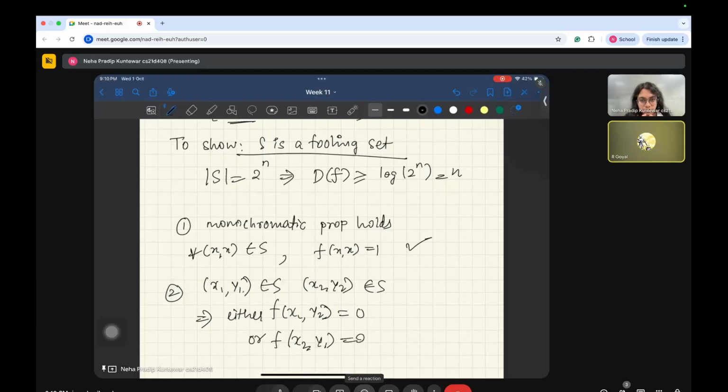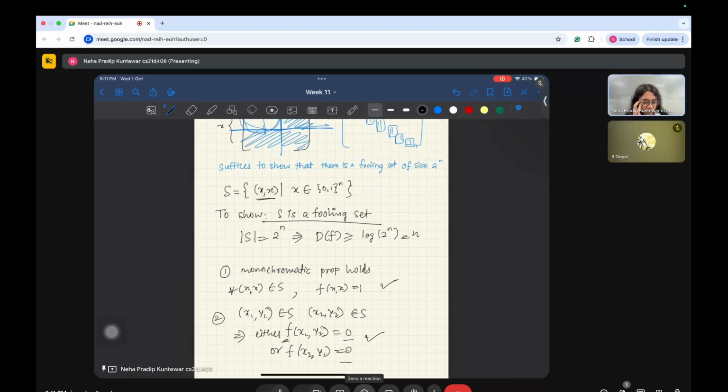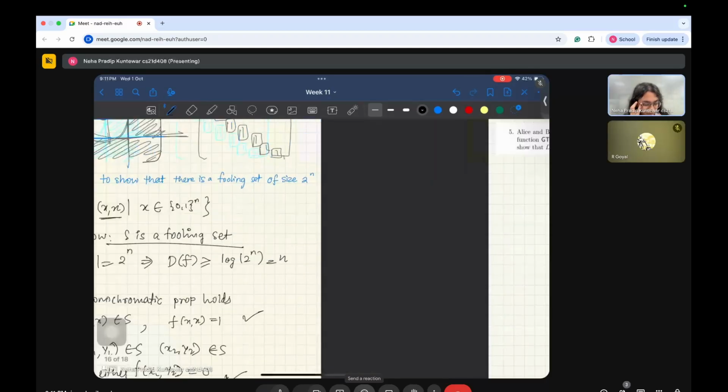So then what is this f of 1 comma 2? f is nothing but our equality function, so that is 0. In this case both will be 0. Right, this also holds. So I'll just wrap up for now.